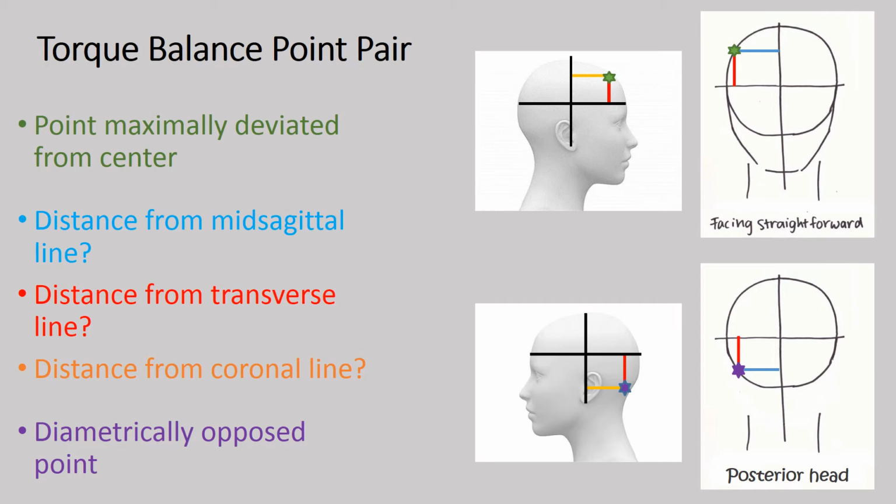The body does not contain any perfect cubes and cylinders, so getting precise measurements is not feasible. I am not aware of Dr. Wallace describing the quality of the points, but I have found that they are not discrete like Chapman points or trigger points. They are more of an area that is bowed out or sunk in. Let's watch a video showing how I find torque balance point pairs.